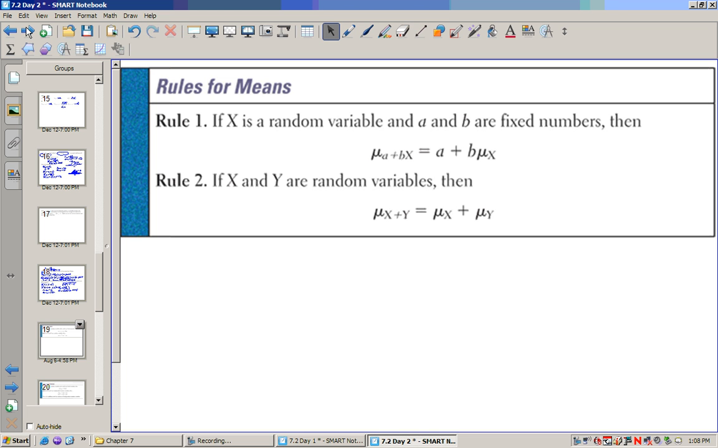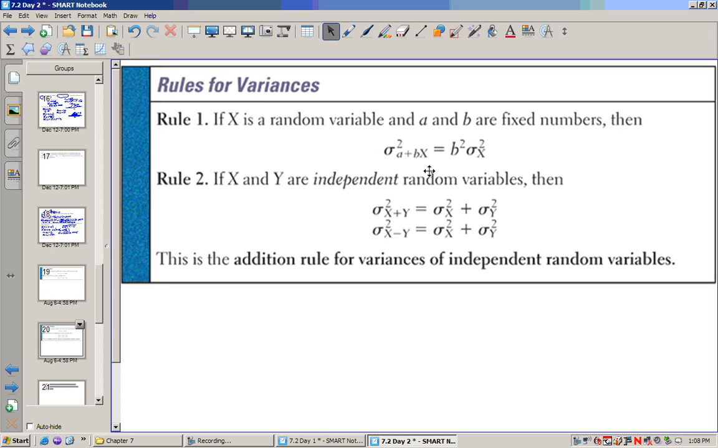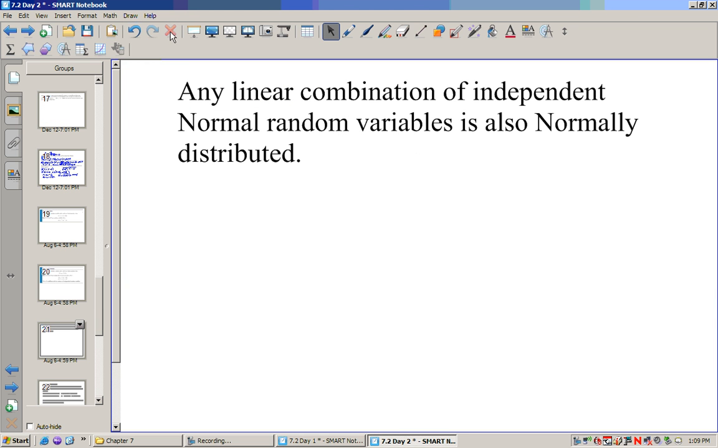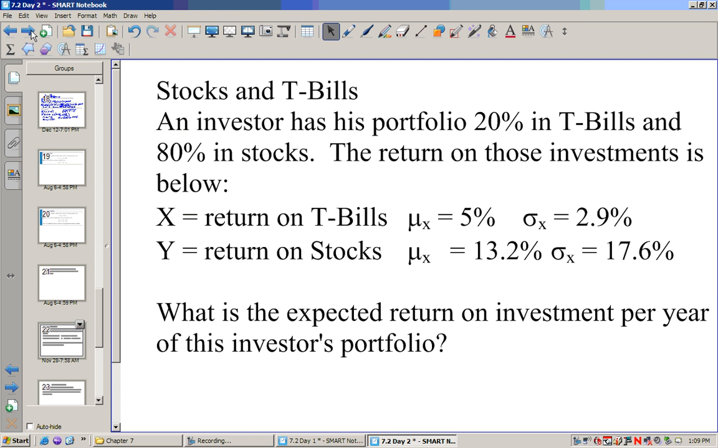All right, here, let's take a look at the rules. If I'm doing a linear transformation, I take a plus b times the mean of x, and when I'm doing two events, I add the mean of x plus the mean of y. For the variance, if it's just a linear transformation, I take b squared times my previous variance, and if I'm adding or subtracting two random variables, I still add the variances. Any linear combination of independent normal random variables is also normally distributed.